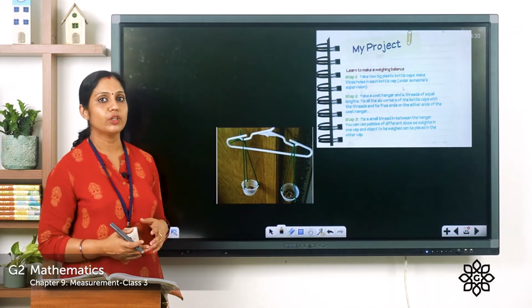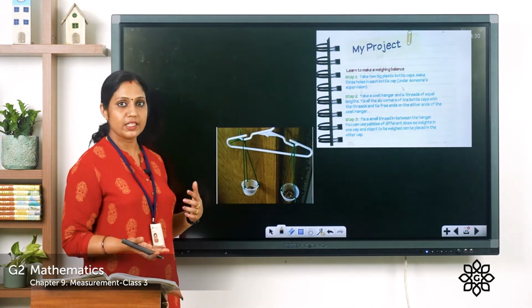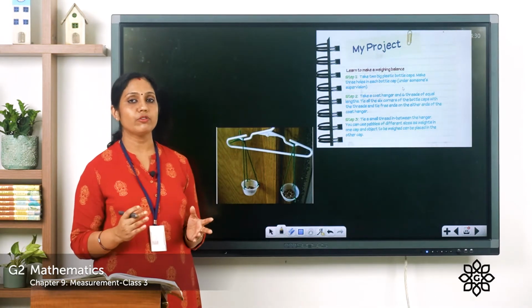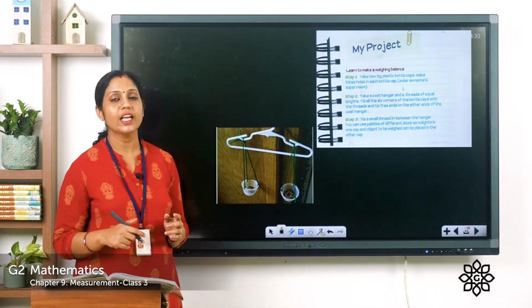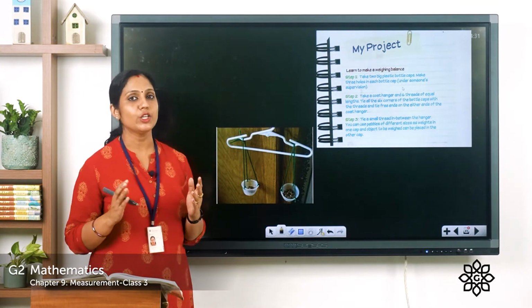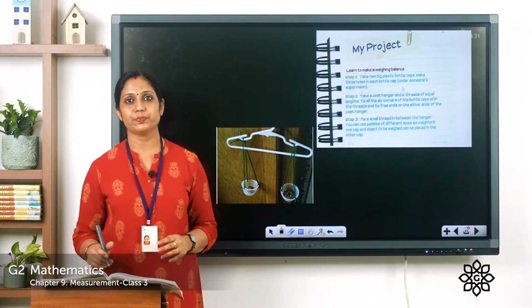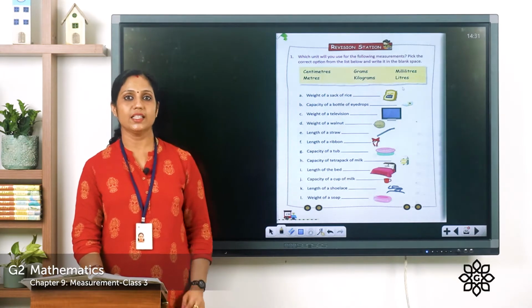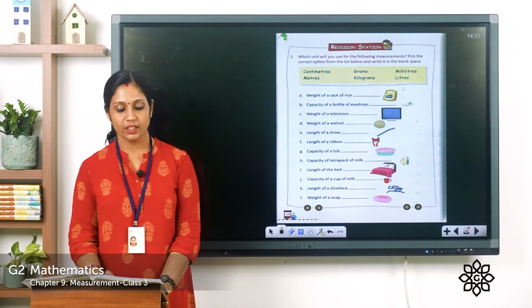So here is a picture of a balance using a hanger. First you have to take bottle caps, ice cream cups or disposable cups and pierce 3 holes in them, and you have to take threads of equal length and tie them to the hanger, and your weighing balance is ready. Let's move on to our revision station, page number 136. So let's see what we have.